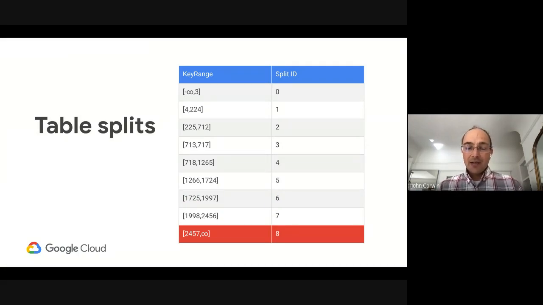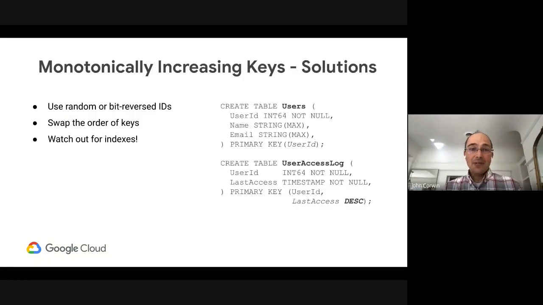So here, if I'm inserting keys sequentially, say I'm using an auto-increment pattern, everything would be hitting this last split here. Eventually, Spanner may split that out due to size or other reasons, but still, all of your workload is going to one split. We would like to avoid that. So how can we do that?